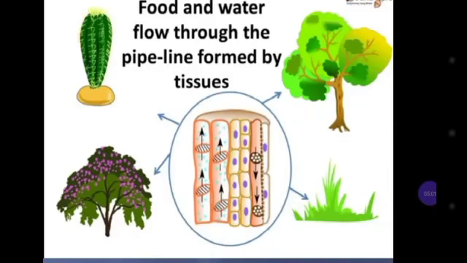So the transportation system is a little bit different in various types of plants, but the basic is the same in all types of plants. Food, water and minerals flow through the pipeline formed by the tissues. Tissues are groups of cells that perform specific tasks. Water is the transport medium, that is, water carries the minerals as plants do not have blood like us. As we know, the roots absorb water and minerals from the soil, and the pipeline which is used to transport water to the leaf is made of special tissue called xylem.